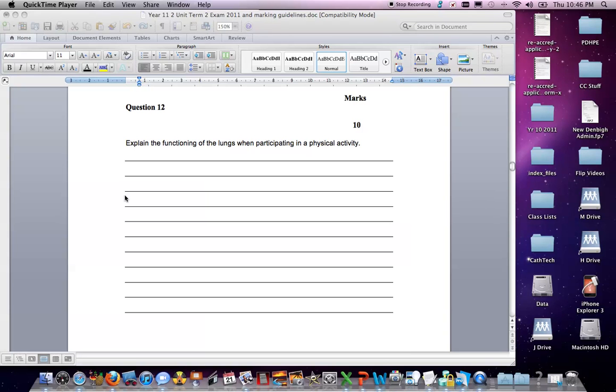Question 12 is another 10-mark question, and it asks us to explain the functioning of the lungs when participating in physical activity. The key term is explain. When we explain, we're looking to show a relationship, to discuss the relationship between the different factors in the question. In this particular question, we're looking at the lungs, which are part of the respiratory system. So a knowledge of the respiratory system and what makes the respiratory system is required, and the relationship we're talking about is how it's affected by physical activity.